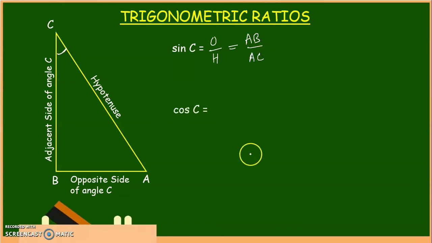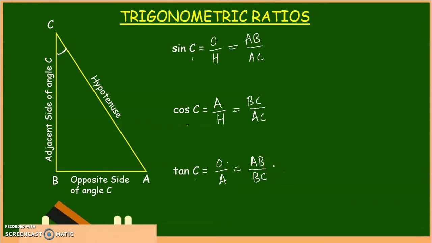Same way, the formula for cos C is the ratio of adjacent side divided by hypotenuse. So here for angle C, BC is the adjacent side and AC is the hypotenuse. Same way, for tan C, you can write tan C is the ratio of sin C upon cos C, or the ratio of opposite side upon adjacent side. So your opposite side is AB and adjacent side is BC. So this is tan C.